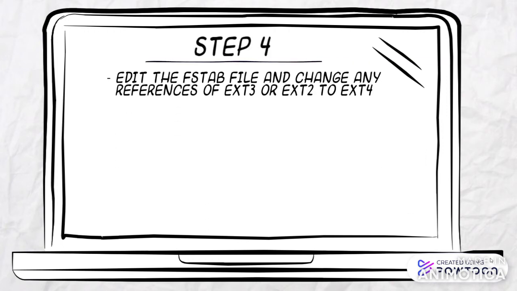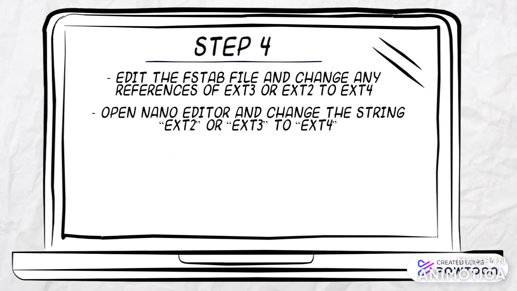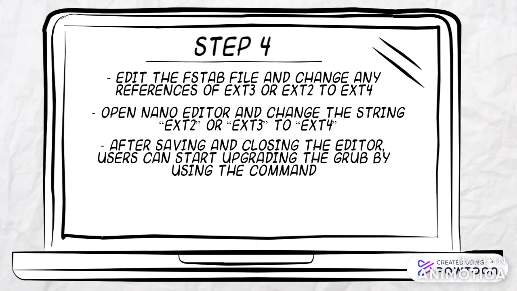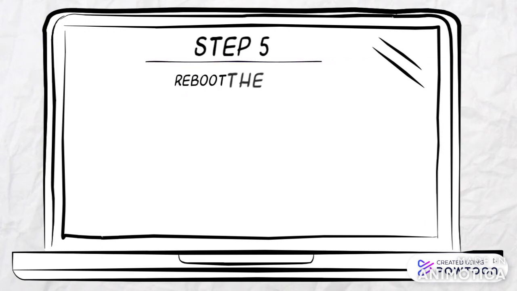Next, edit the abstract file and change any reference of ext3 or ext2 to ext4. Third, open Nano Editor and change the string ext2 or ext3 to ext4. After saving and closing the editor, the user can start upgrading the GRUB by using the command update-grub or grub-install /dev/sda. Lastly, we will reboot the Linux operating system.